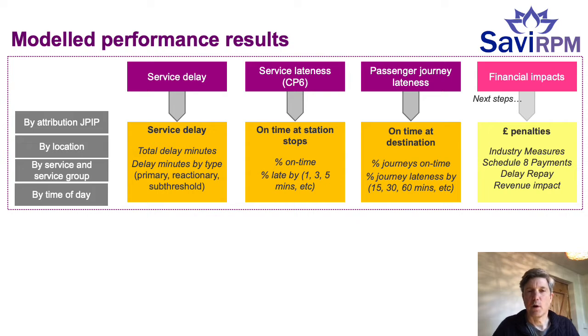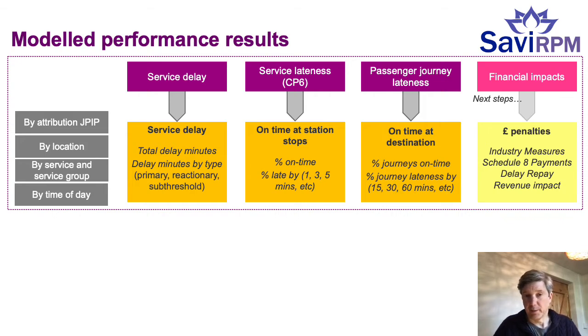Savi produces a wealth of modelled data results. These include service delays, reactionary delays, attributed delay minutes, subthreshold delays, and Savi summarises these by location, by service group, by operator, by time of day. Savi also measures service lateness. This is arriving at station stops, as well as departure lateness and dwell times. These align with the CP6 performance measures.